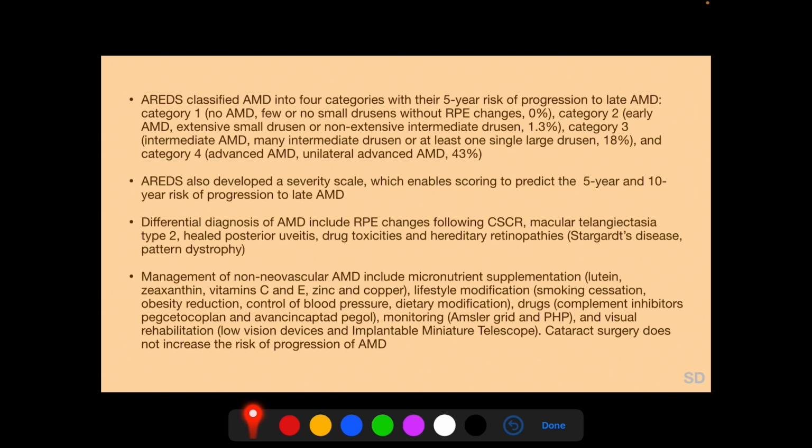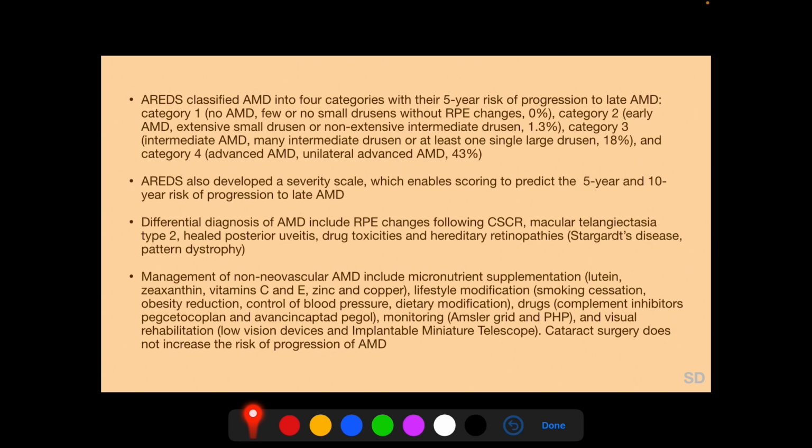conversion to late AMD. Category 3 or intermediate AMD who have many intermediate Drusen or at least one single large Drusen who have an 18% 5-year risk of conversion to late AMD, and category 4 or unilateral advanced AMD who have a 43% 5-year risk of conversion of the fellow eye to advanced AMD. AREDS also developed a severity scale which enables coding to predict the 5-year and 10-year risk of progression to late AMD.